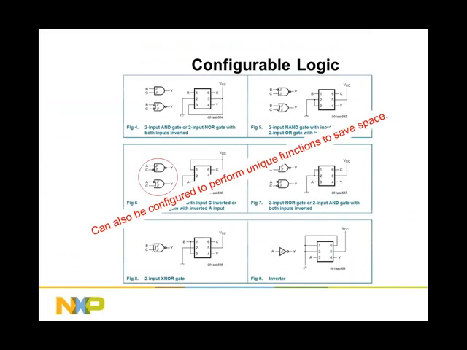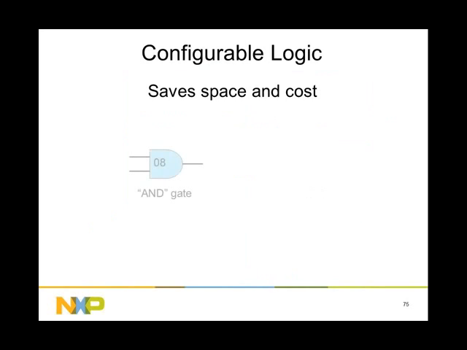You can also configure this device to perform unique functions to save space. So in this figure 6, you can see here that we have an AND gate that also has one of its inputs inverted.